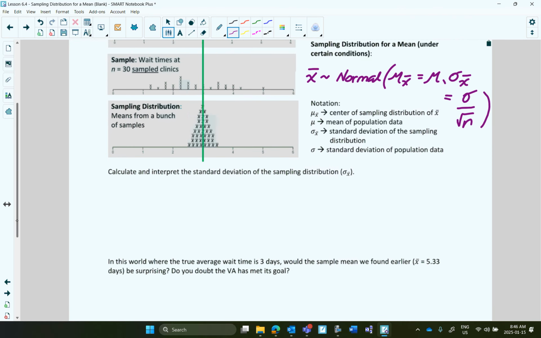So in this situation, we can go ahead and calculate the standard deviation. The standard deviation of the sampling distribution, when we take several samples of 30, is going to be the standard deviation of the population, I'll just rewrite this one, divided by the square root of the sample size. So remember, the standard deviation of the population from the previous page was 1 day. The sample size we always took was 30. So 1 over square root 30. And that's going to give us approximately 0.183.